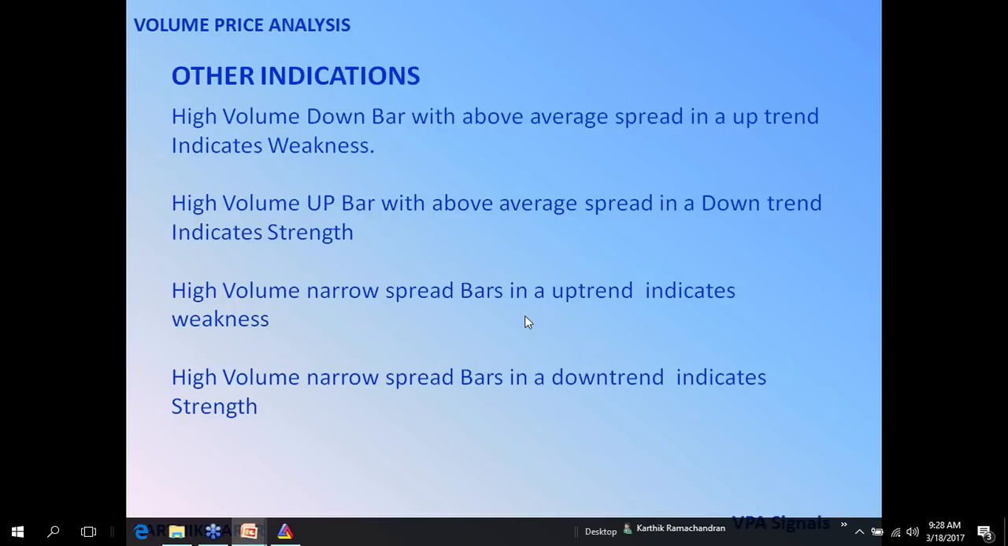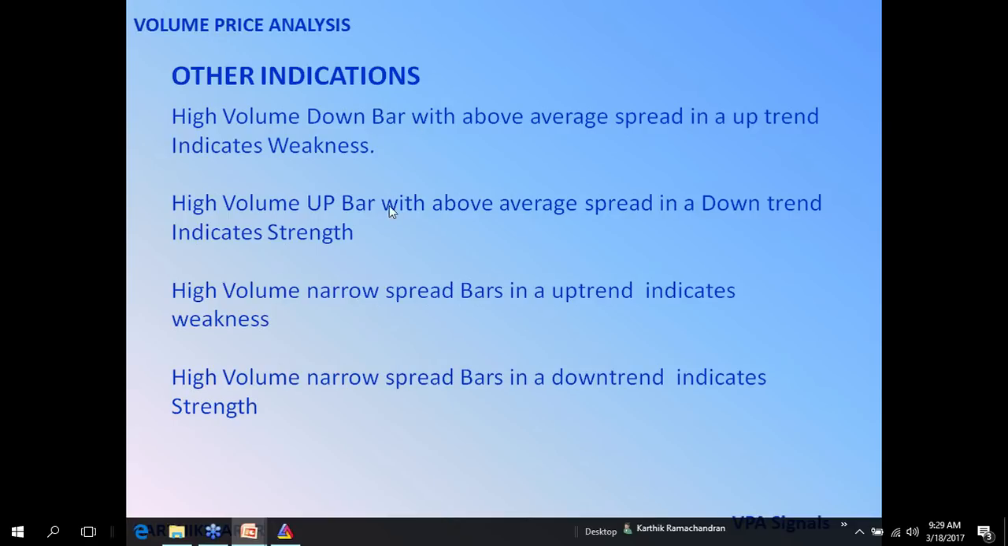Now there are some other indications one has to look at. We covered the major indications here. Other important indications are the high volume down bar with above average spread in an uptrend, which indicates weakness actually. Similarly, a high volume up bar with above average spread in a downtrend indicates strength. And high volume narrow spread bars in an uptrend indicate weakness. Similarly, high volume narrow spread bars in a downtrend indicate strength.